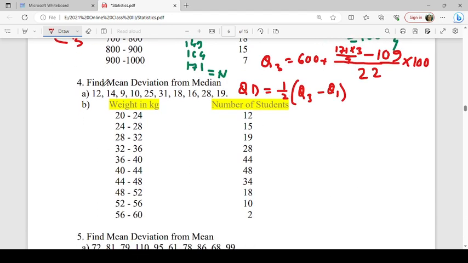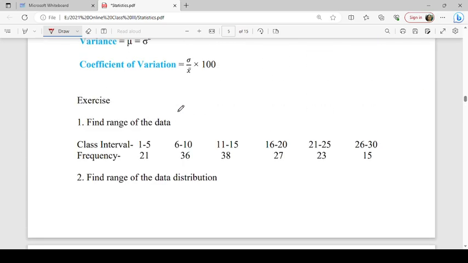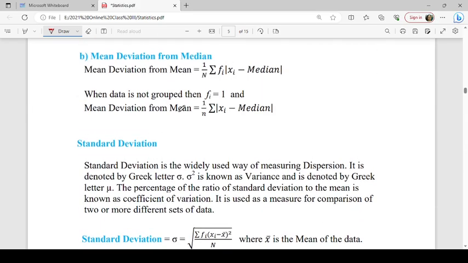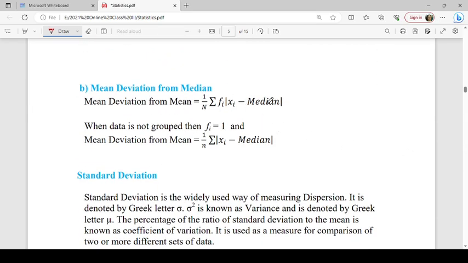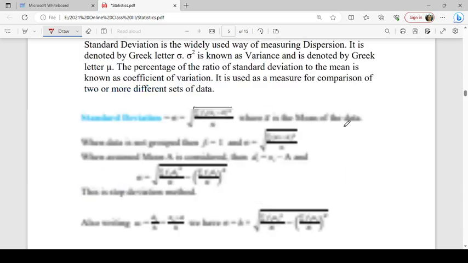Now this one is to find the mean deviation from the median. So you need to find the median first, then the mean deviation. The formula is this one. So find the median first, then the column xi minus median, then multiply by fi, then sum this up and multiply by 1 by n.